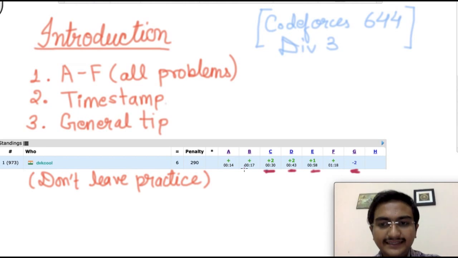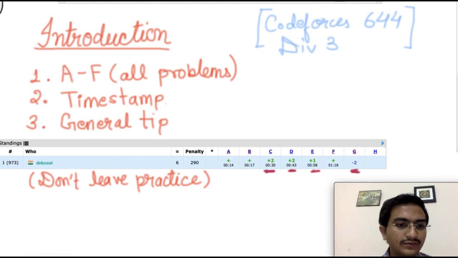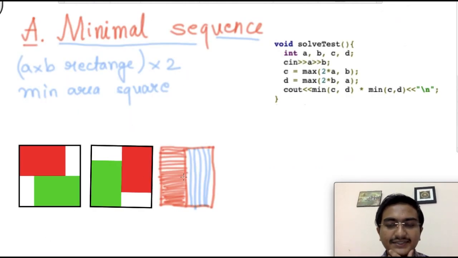Then let's start. So we'll be starting with problem A. This was a kind of easy question. In this question we were given two rectangles of size A cross B, and we have to put them in a minimum area square, and we have to output the area of the square.